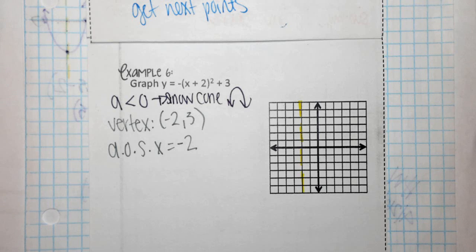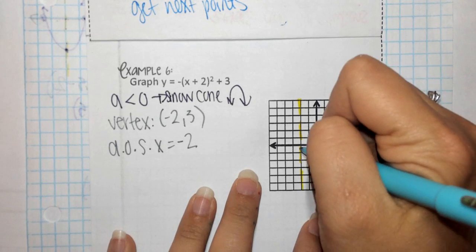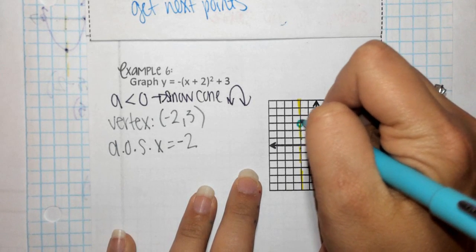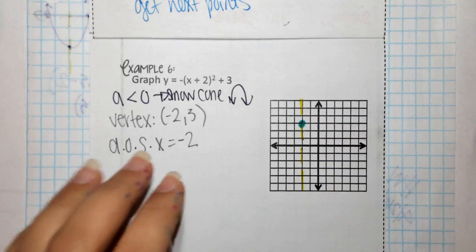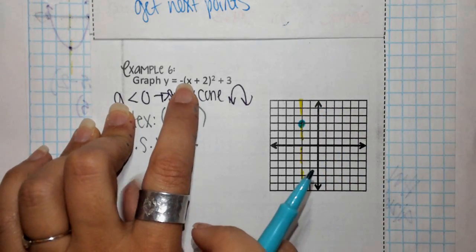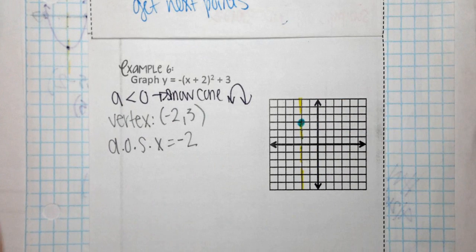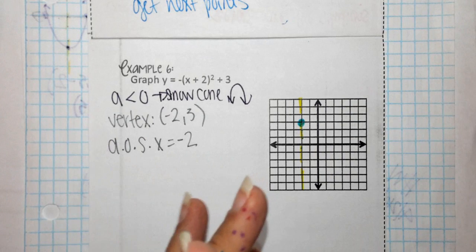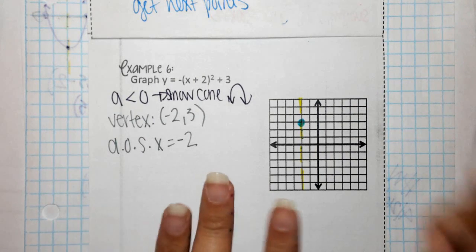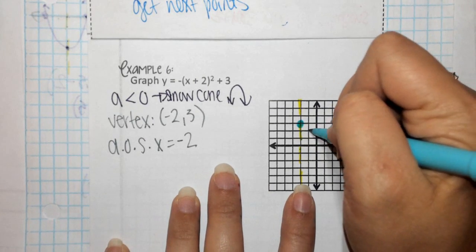Alright, so now we're going to plot our vertex. Our vertex is -2, 3, so we're going to go left 2, up 1, 2, 3. Now, we know it has to be a snow cone because it's negative. So that means we're going to go down our perfect squares this time instead of up, because it has to be a snow cone. But you still use the same numbers. Does everybody understand? Yes. So you still go down 1, right 1.